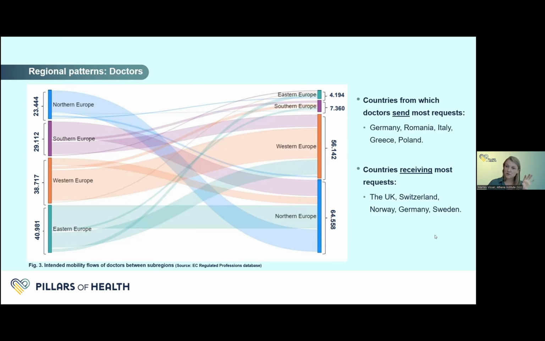And we also included a comparative analysis of countries. I did not include that in this presentation, but you will find it in the report. And I did want to highlight some of the countries, as we identified that within this figure, the countries from which the medical doctors send most of their requests are Germany, Romania, Italy, Greece, and Poland. And then they are most often received by the UK, Switzerland, Norway, Germany, and Sweden. And Germany and Romania are the biggest senders, and the UK receives the most.